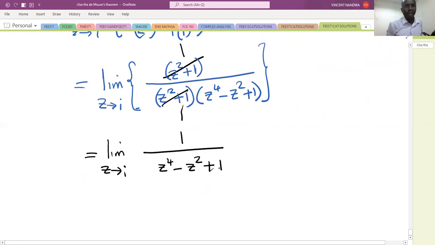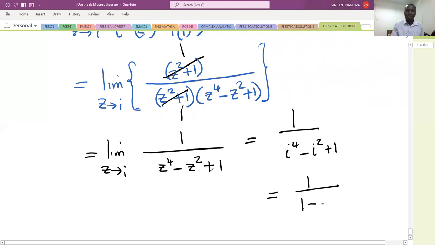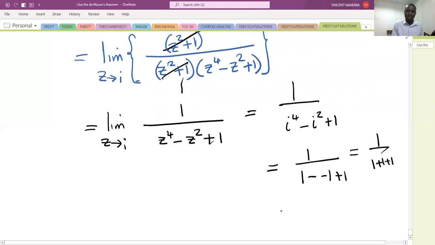And then direct substitution will give us 1 over i to the power 4 minus i squared, then plus 1. So i to the power 4 is 1, minus i squared is minus minus 1, and then plus 1. So minus minus is plus, so it'll be 1 plus 1 plus 1, which gives 1 over 3 as the solution for that given limit.